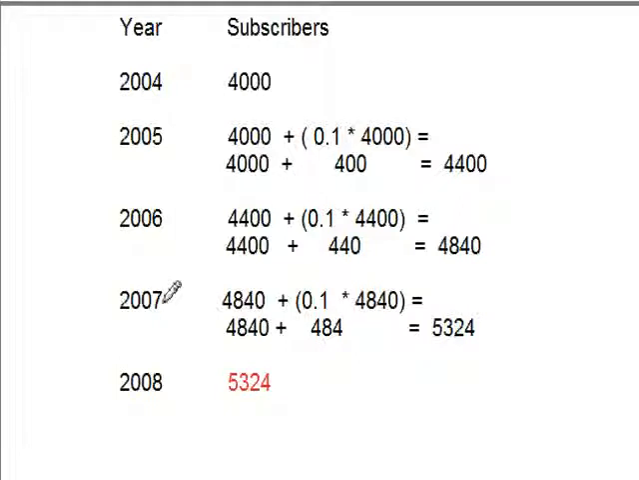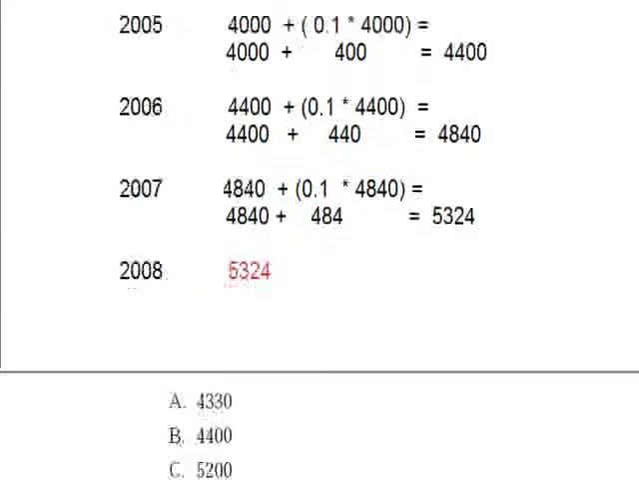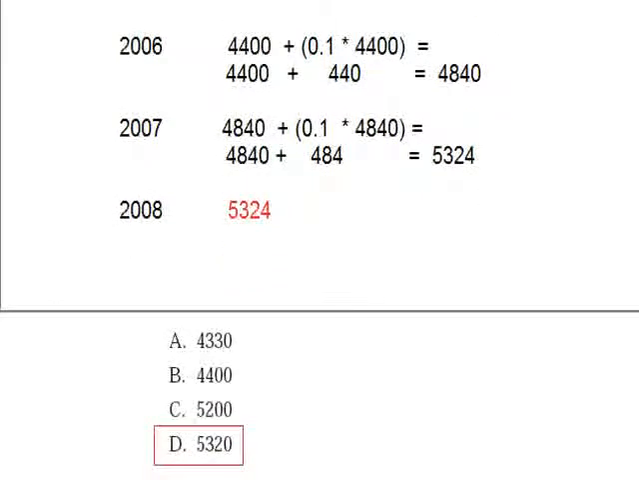So, in the beginning of the year 2007, they start with 4,840 plus 10% of 4,840. So when you take 0.1 times 4,840, you come up with 484. When you add these two together, you come up with 5,324. And out of your multiple choice answers, you're asked to pick the closest, and the closest to 5,324 is 5,320. So if you pick choice D there, you'd be right.